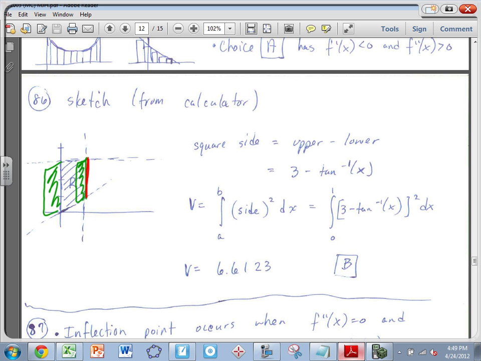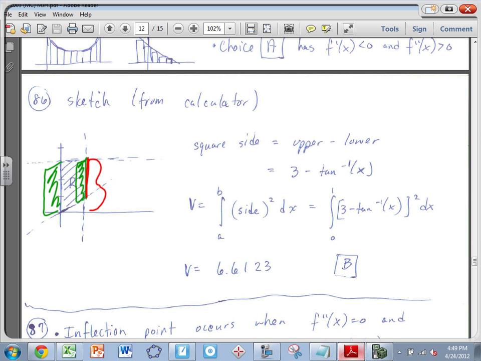1. 2. Oh wait, but don't. The outer. 3 minus 2. What is it? 3 minus inverse tan. Let's go over this. Yeah. The full height from here to here is 3. Do we all agree with that so far? Yeah. The full height is 3.